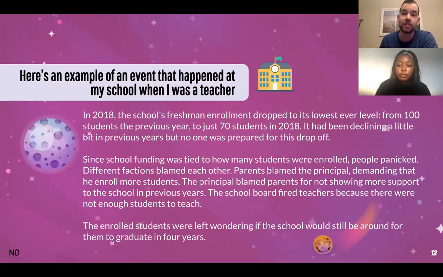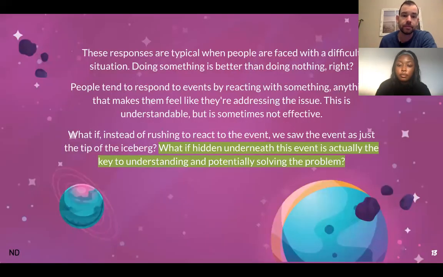So big deal that only 70 kids enrolled that year instead of the usual 100. Now, when something like this happens and people are faced with a difficult situation, the best thing to do is usually to do something, right? Everybody wants to do something to try to rectify this. And people tend to respond to events by reacting like this with something, anything that makes them feel better, like they're addressing the issue. And this is understandable, but it's sometimes not effective.